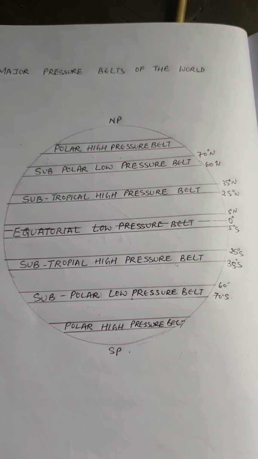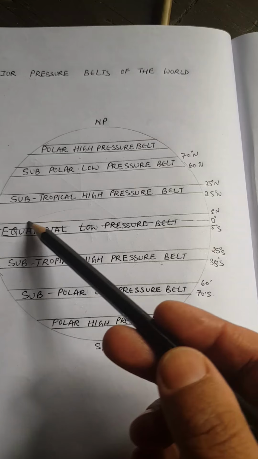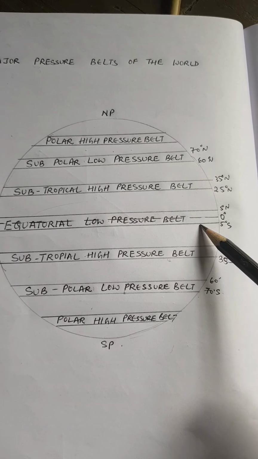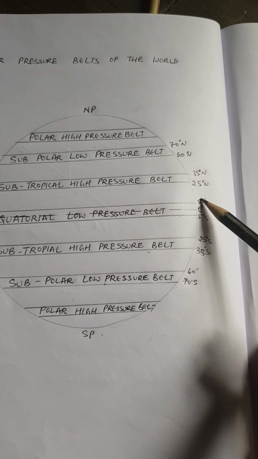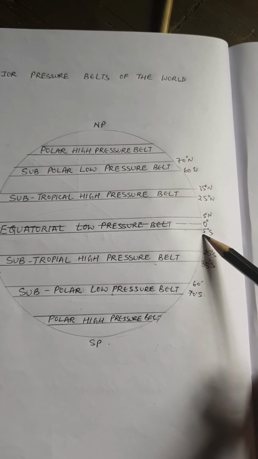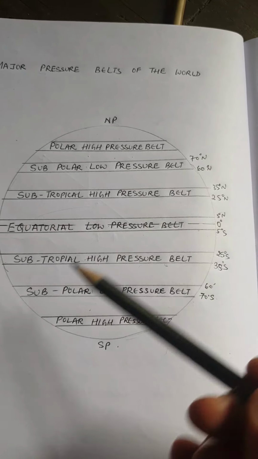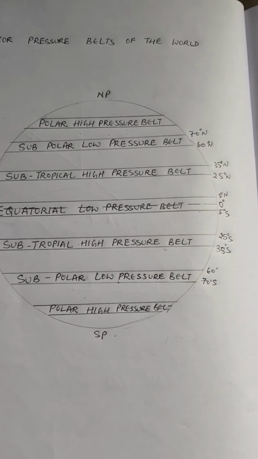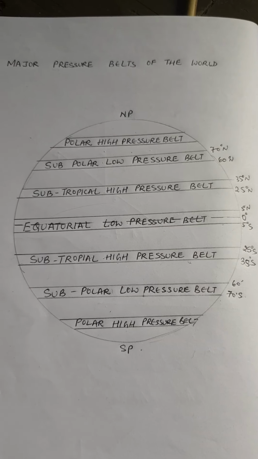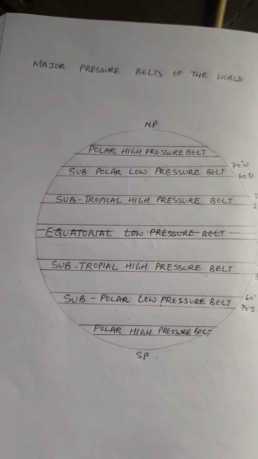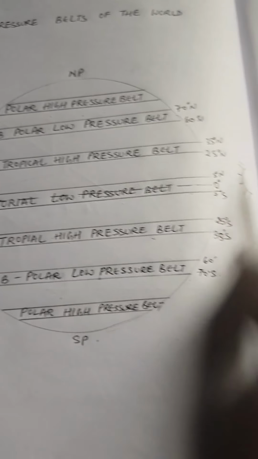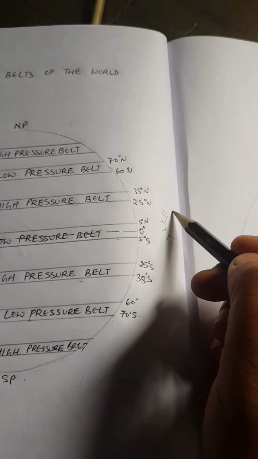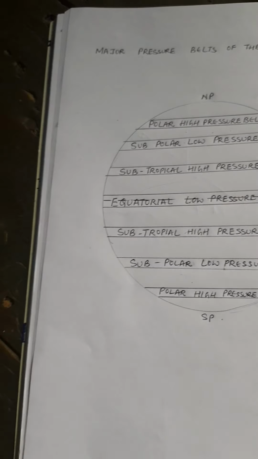Okay, so the first pressure belt on the earth is your equatorial low pressure belt. The equatorial low pressure belt extends from 0 degree to 5 degree north and 0 degree to 5 degree south. Now why the pressure is low here is because the equator is a place which always gets the direct rays of the sun.